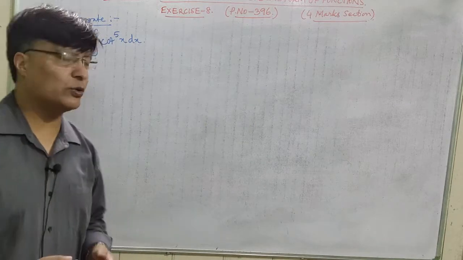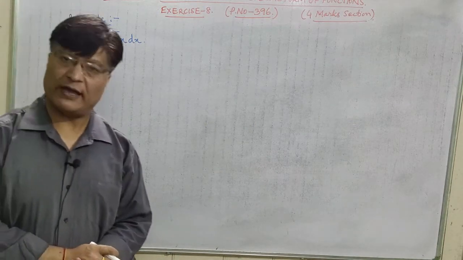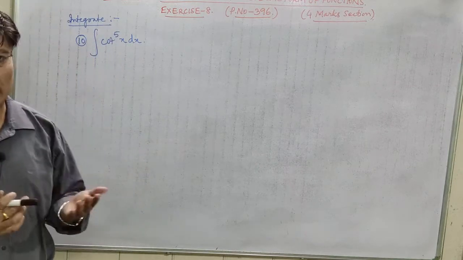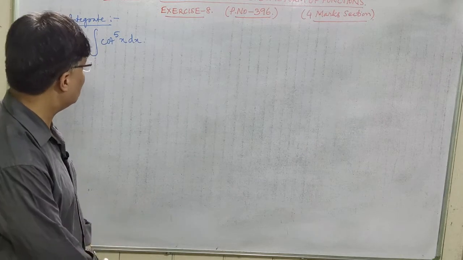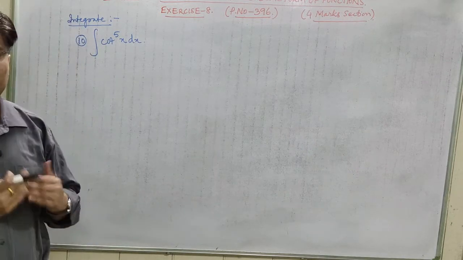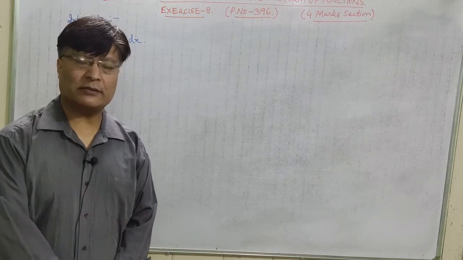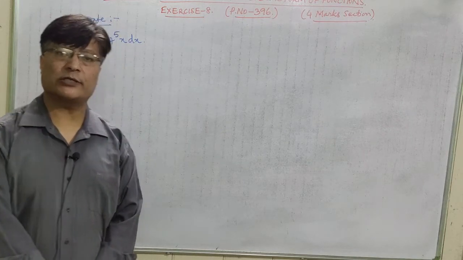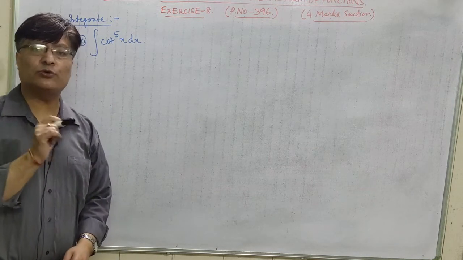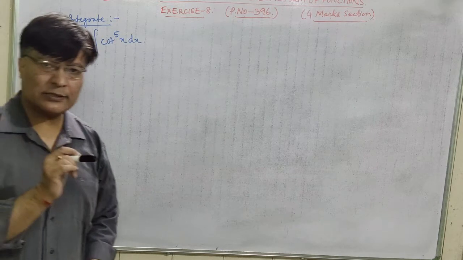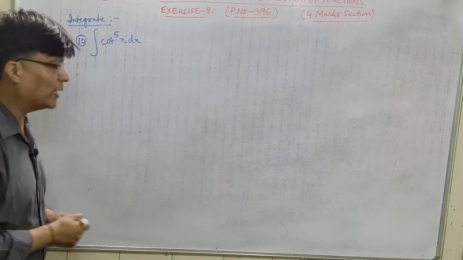So now we'll do question number 10, that is integration of cot to the power 5x dx. How can you evaluate this integration? In this case also we can break the term cot to the power 5x, and you know that the differentiation of cot x is minus cosec square x. So let us break the term as cot cube x into cot square x, and let us change that cot square x in terms of cosec square x minus 1.